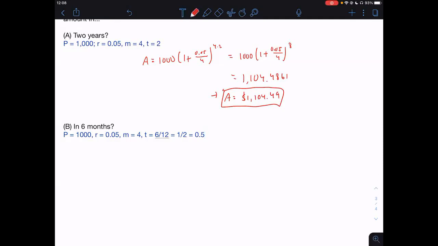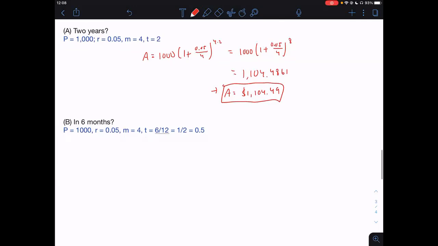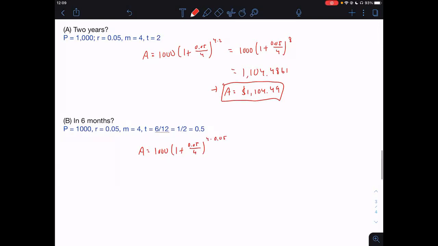Okay, and once again, use the formula and plug in what we know. So A is going to equal our initial principal, 1,000, multiplied by parentheses 1 plus R, which is 0.05, divided by 4, raised to 4 times... oops, not 0.05, 0.5. Half of the year. 4 times 0.5.